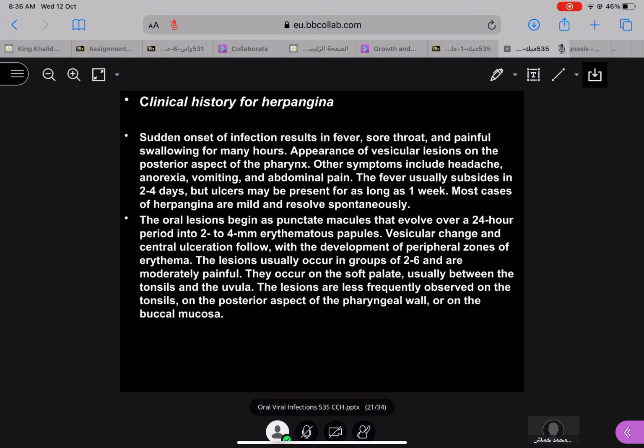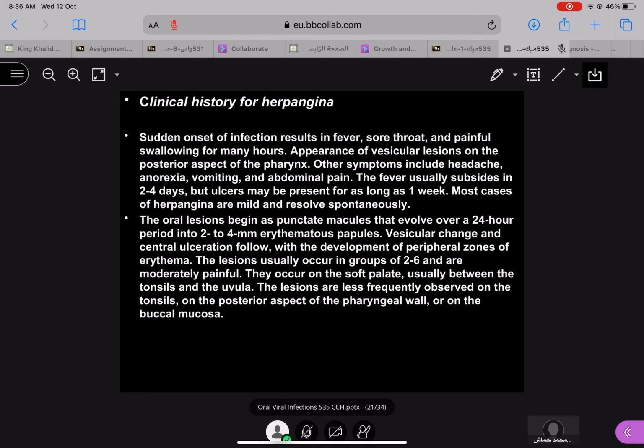Herpangina: the sudden onset of infection results in fever, sore throat, and painful swallowing of many hours. Appearance of vesicular lesions on the posterior aspects of the pharynx. Other symptoms include headache, anorexia, vomiting, and abdominal pain. And this is the first virus that can cause abdominal pain because of the infection.